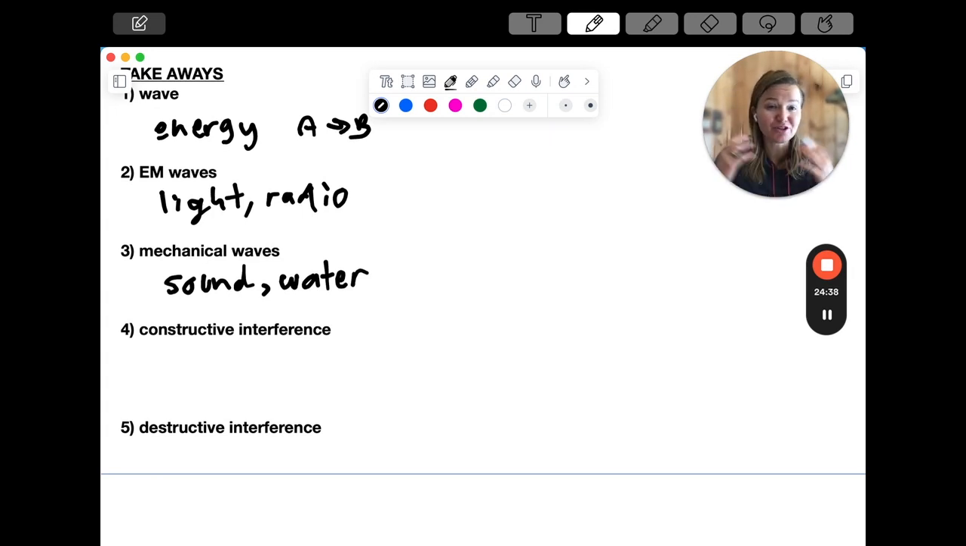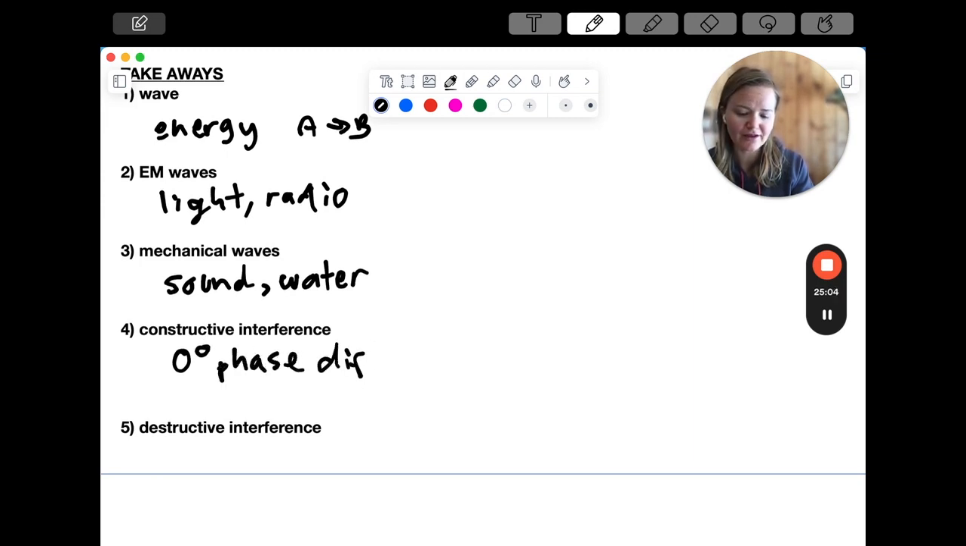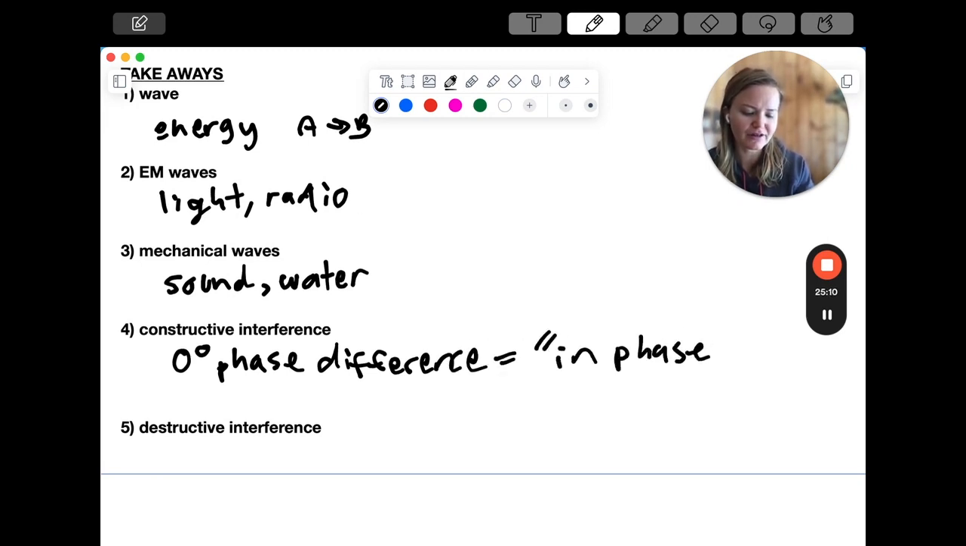And these waves, they do need a medium to travel through because since they're mechanical waves, they need to move something. And the thing that they're going to move are going to be particles. It can be air particles, water particles, etc. Then we talked about our 4 cases of how waves can interact with different phase differences. Our first case we talked about was that of constructive interference. And they said that's going to occur when we have a 0 degrees phase difference between our waves, which you can also say that the waves are in phase exactly or perfectly lined up.